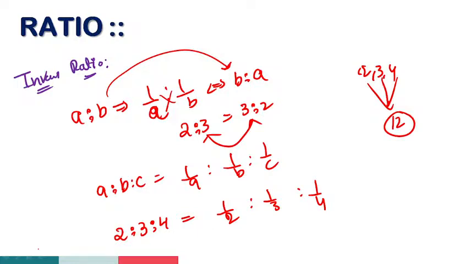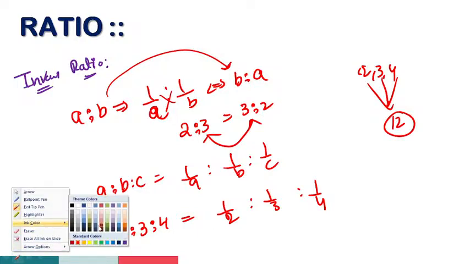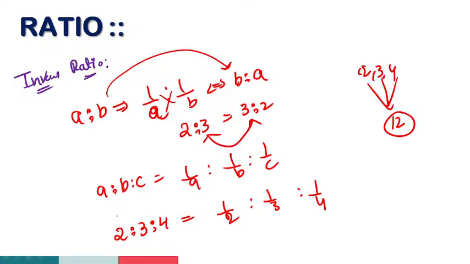So all numbers must be multiplied by 12. That is the LCM, least common multiple. So 1 by 2 into 12, 1 by 3 into 12, 1 by 4 into 12. Let me calculate: 2 sixes are 12, 3 fours are 12, 4 threes are 12. So the final ratio is 6:4:3. For 2:3:4, the inverse ratio is 6:4:3.